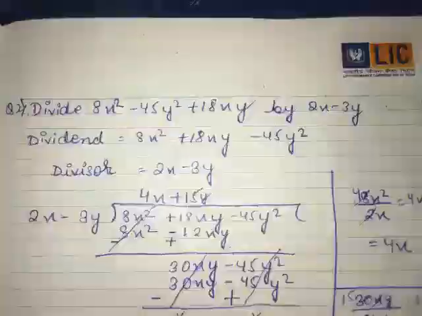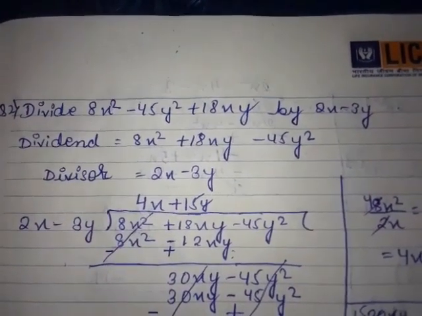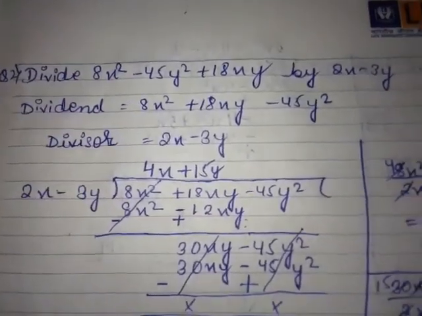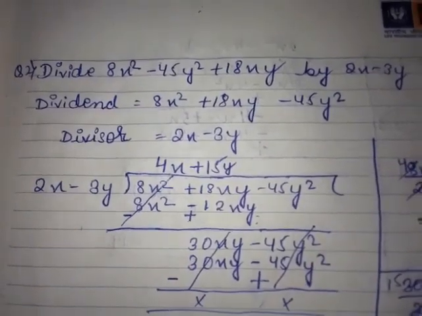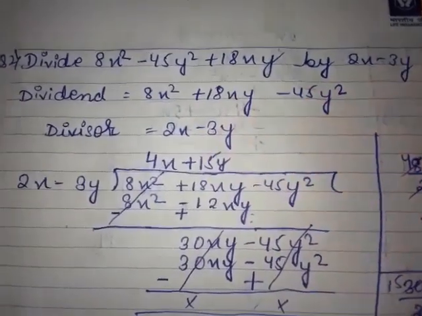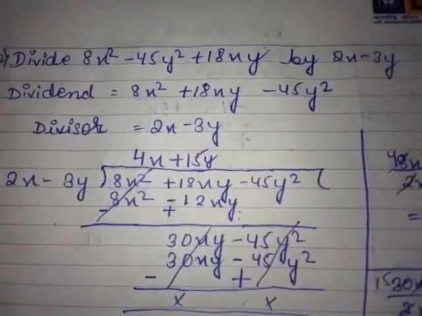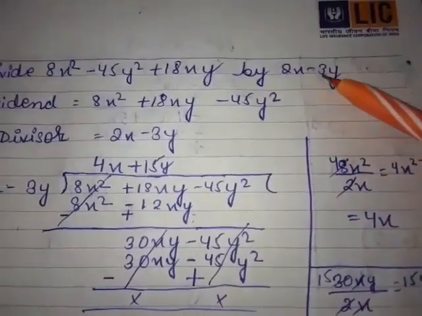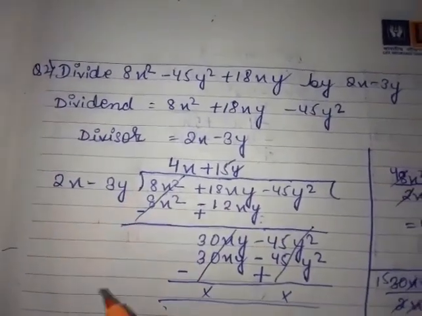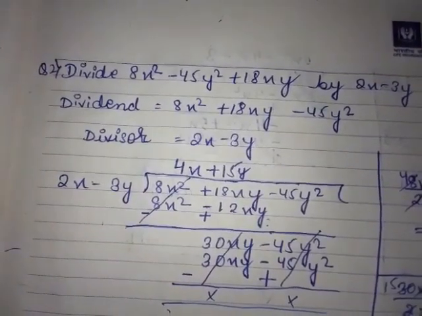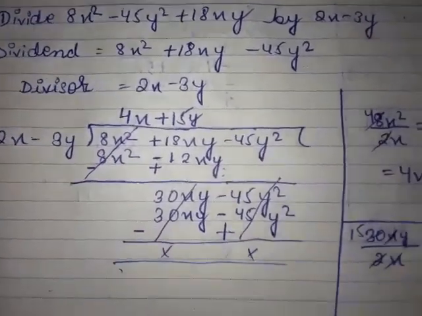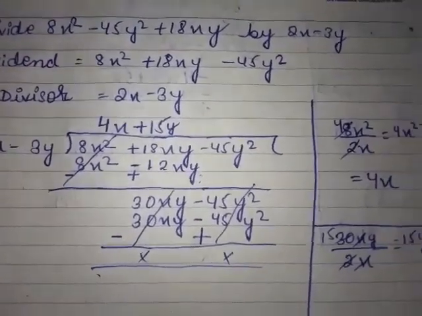The first question is, divide 8x square minus 45y square plus 18xy by 2x minus 3y. As I told you, we first have to arrange it. From the highest power I have arranged it: 8x square plus 18xy minus 45y square. This is the dividend, and 2x minus 3y is the divisor. We have written it in this format: 2x minus 3y, and 8x square plus 18xy minus 45y square.